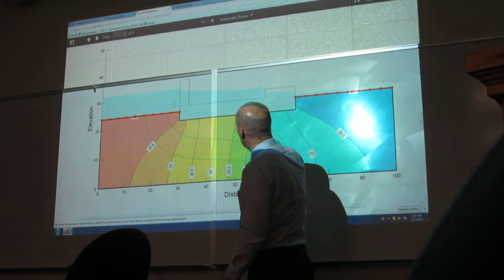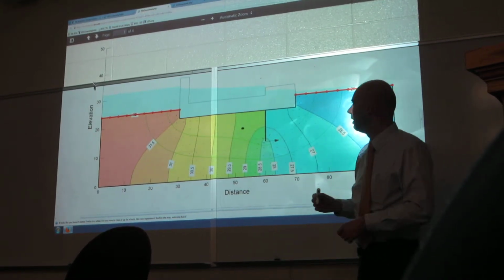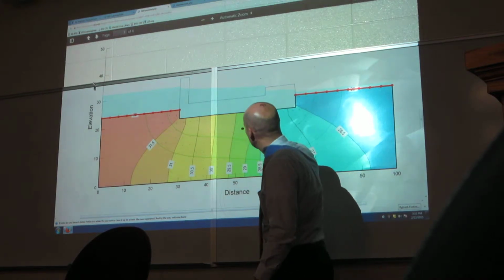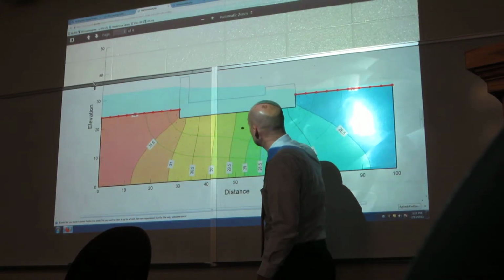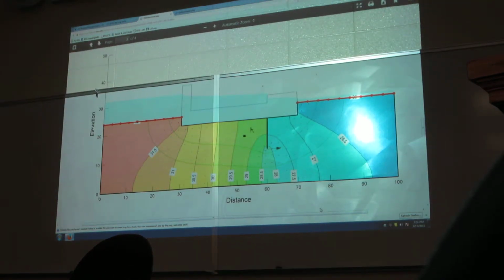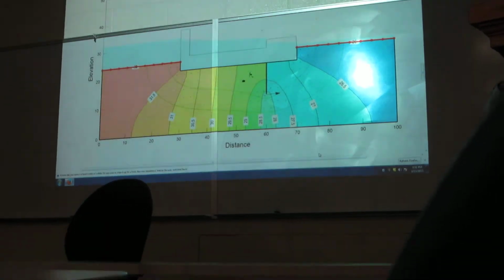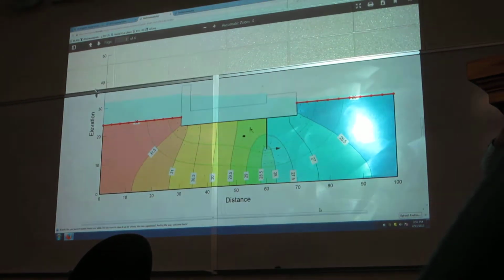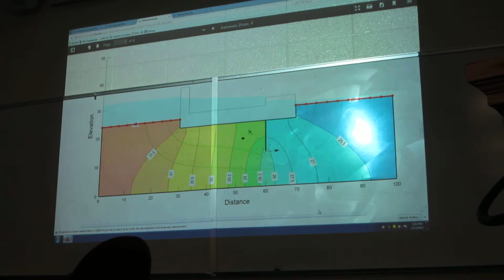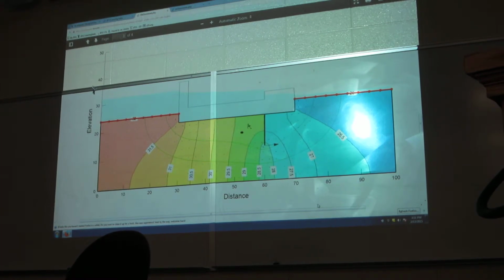So I'm just going to draw a point anywhere in this flow net. And I'll just call this point right there. Okay? So let's do a couple of things. Maybe first of all, let's compute the total head from this point. Let's do that first. Okay?